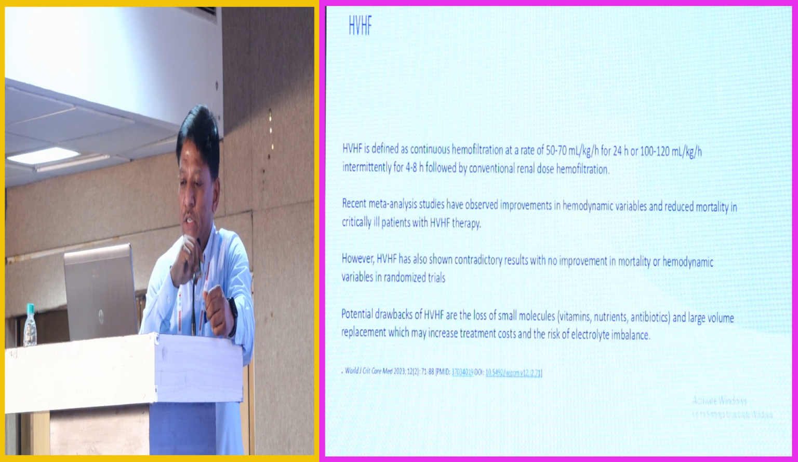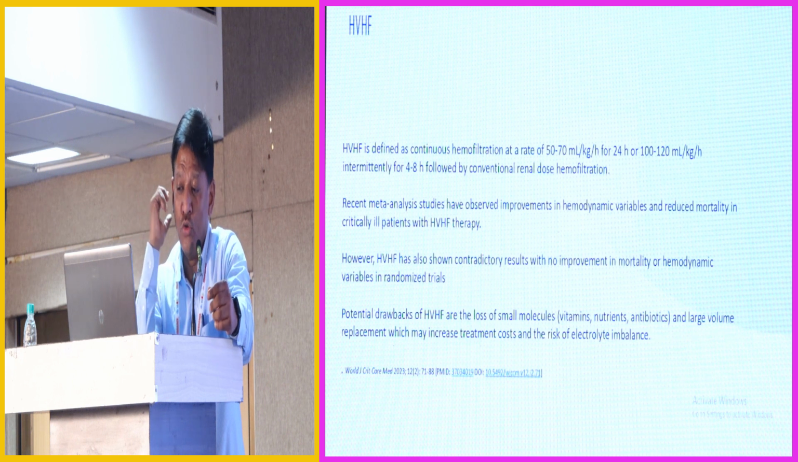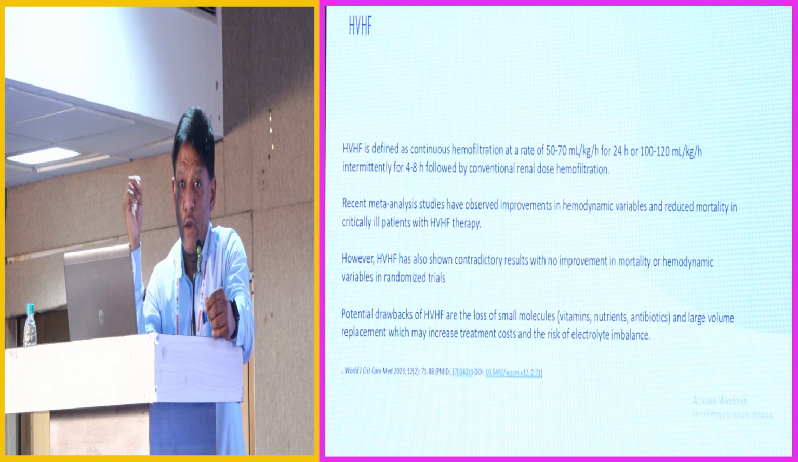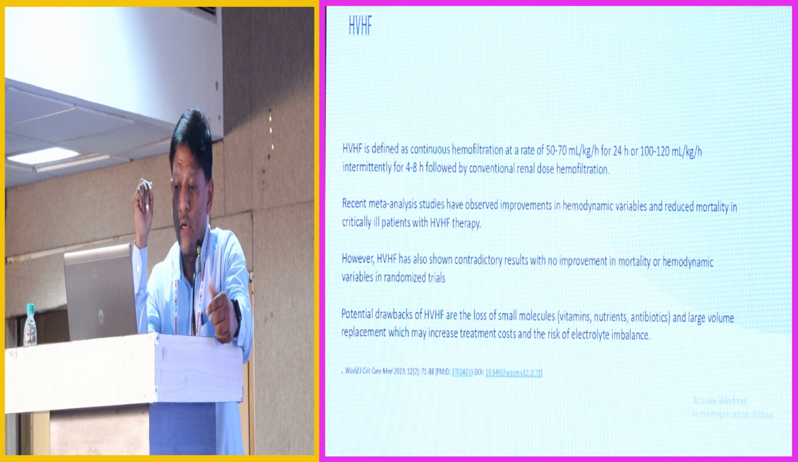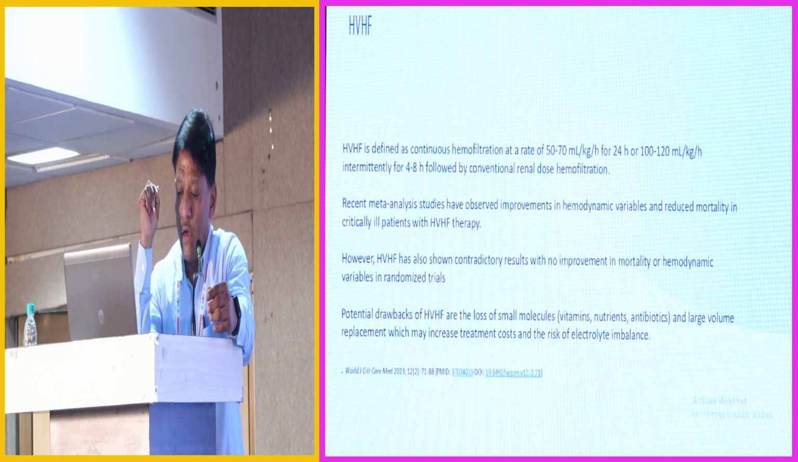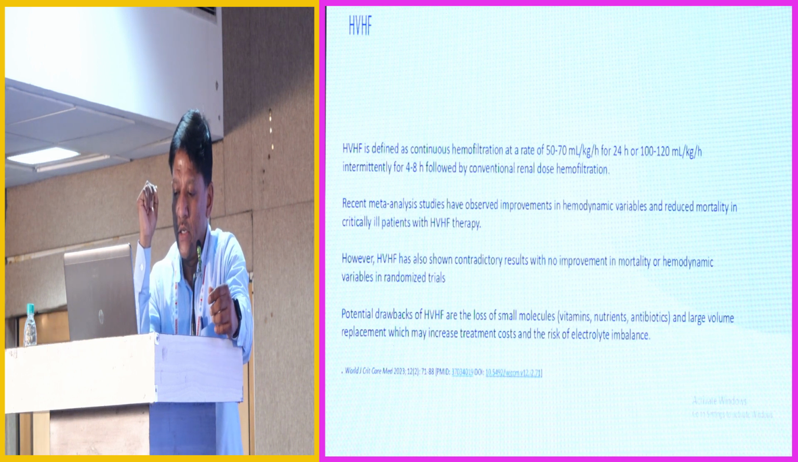High volume hemofiltration, basically all of you nephrologists know about it, is a continuous hemofiltration at a rate of 50 to 70 ml per kg per hour for 24 hours. Or some people even started pulse HVHF, which was at 100 to 120 ml per kg per hour for 4 to 8 hours. This has been practiced in many centers.